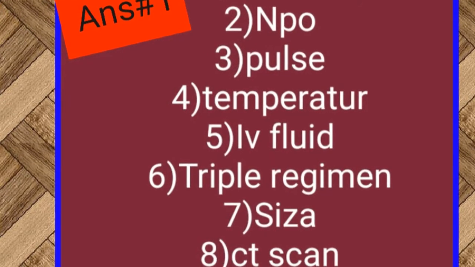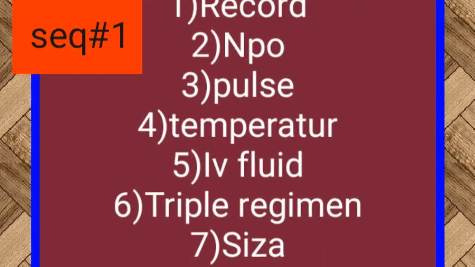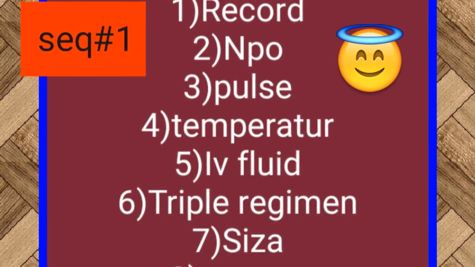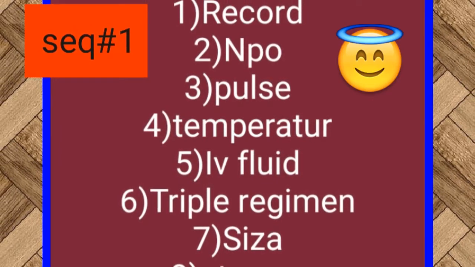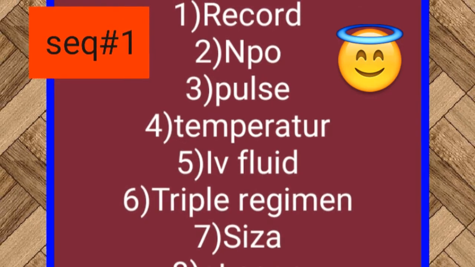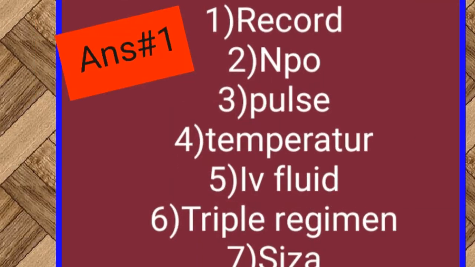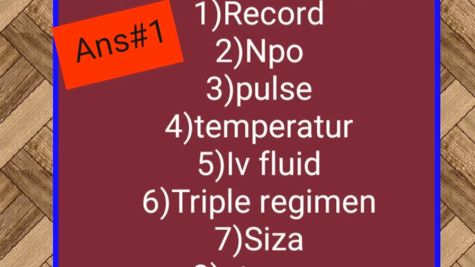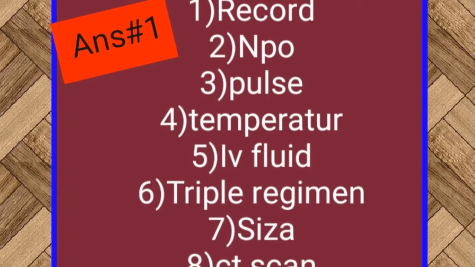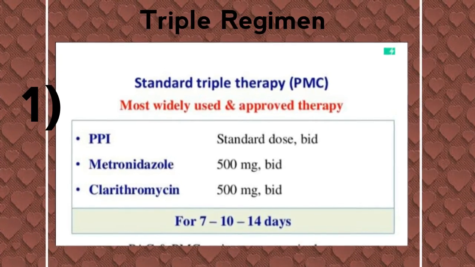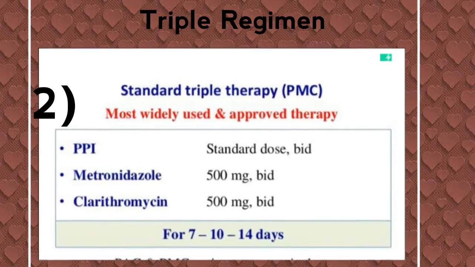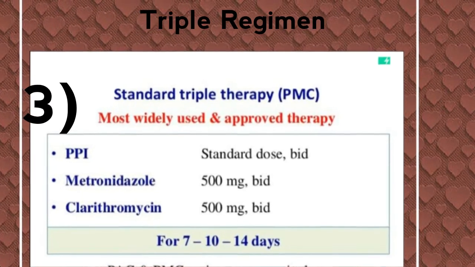Number 3, record pulse four-hourly. Number 4, record temperature four-hourly. Number 5, give IV fluids to the patient. Number 6, give antibiotic therapy to the patient. Give antibiotic therapy by following the triple regimen, which is the combination of 3 things. One is proton pump inhibitor. Number 2 metronidazole, and number 3 is clarithromycin.